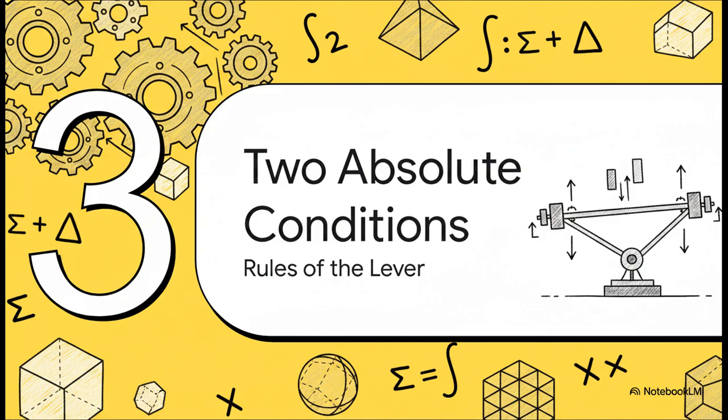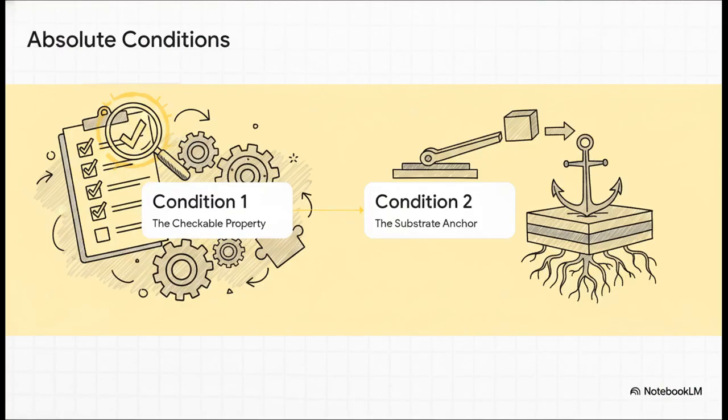Section 3. Two absolute conditions. Getting the elegant math down is really only half the battle. For this to actually work in physical reality, the lever is bound by two absolute, unbreakable rules. The text outlines a strict two-part condition here. Step 1 is the checkable property, and step 2 is the substrate anchor. Now, I really want to stress this. These aren't just guidelines or best practices. They are absolute physical and mathematical laws. If either one of these fails, the whole system just collapses right back into being a mere process.